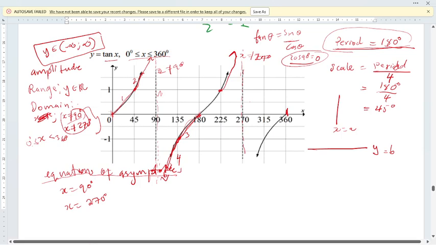What is the original period? We start from the original. It can change according to the graph, yes.